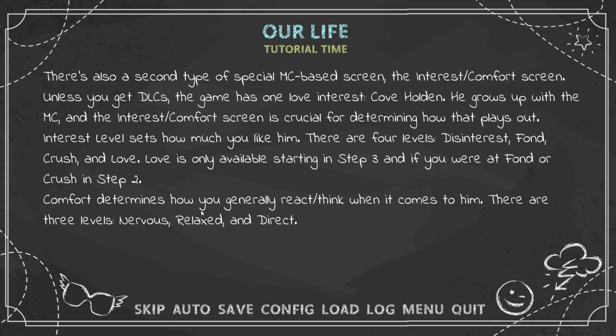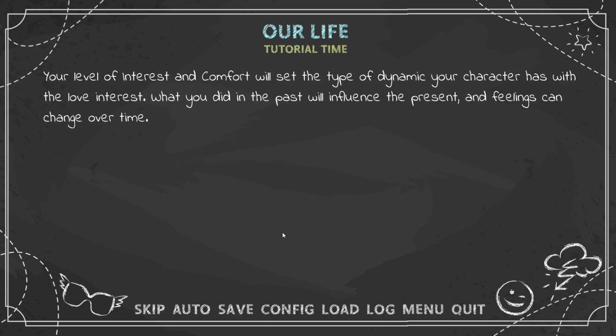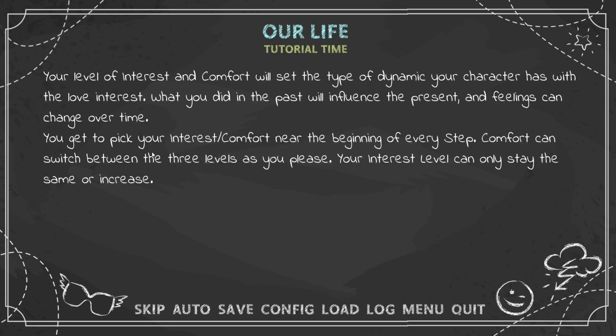Comfort determines how you generally react or think when it comes to him. There are 3 levels: nervous, relaxed, and direct. Your level of interest and comfort will set the type of dynamic your character has with the love interest. What you did in the past will influence the present, and feelings can change over time.